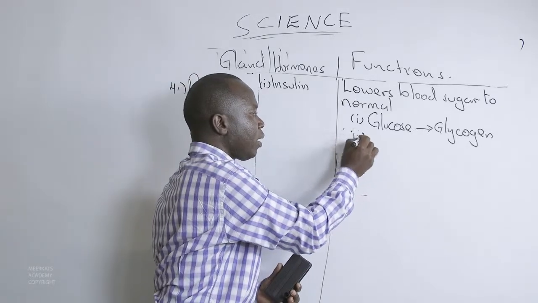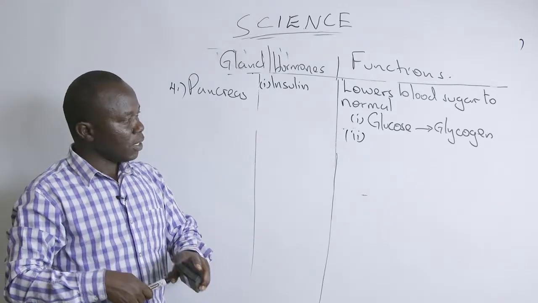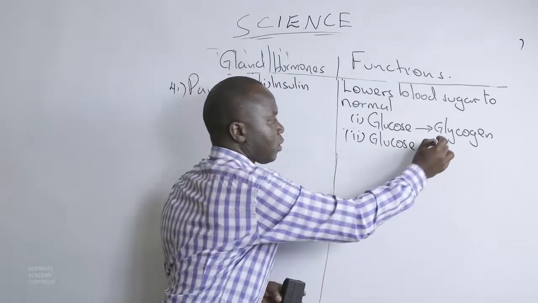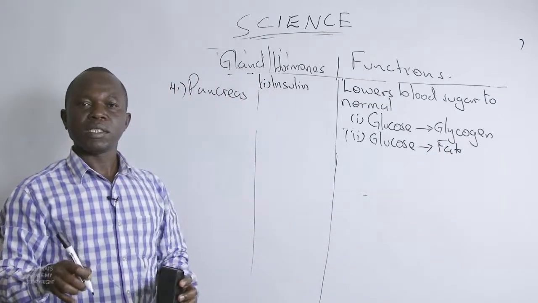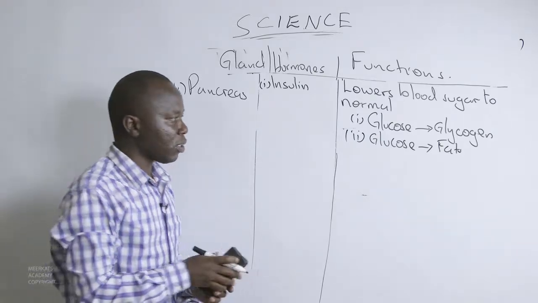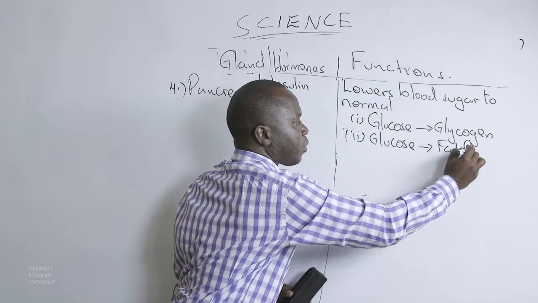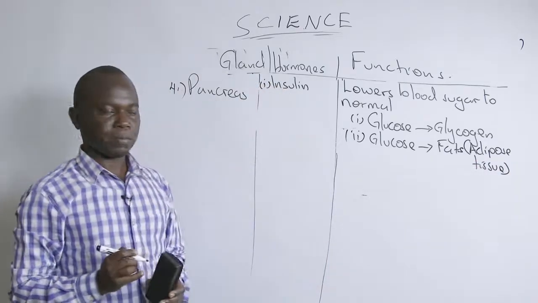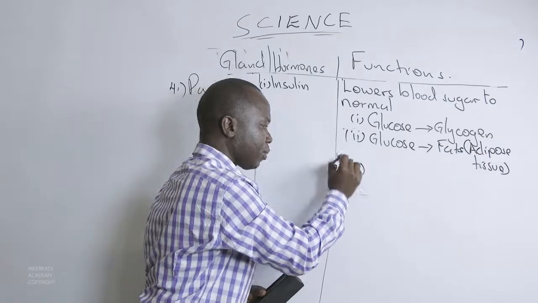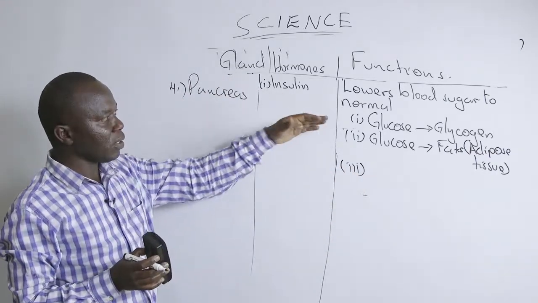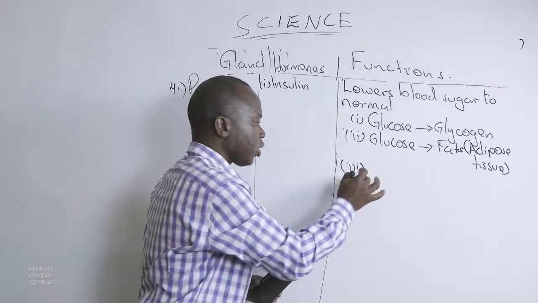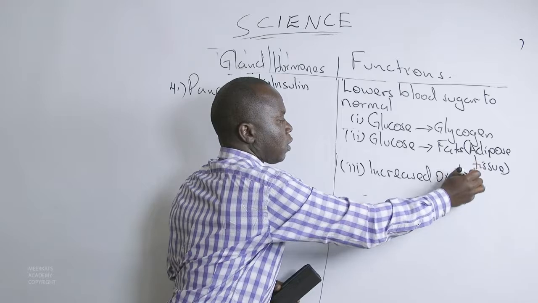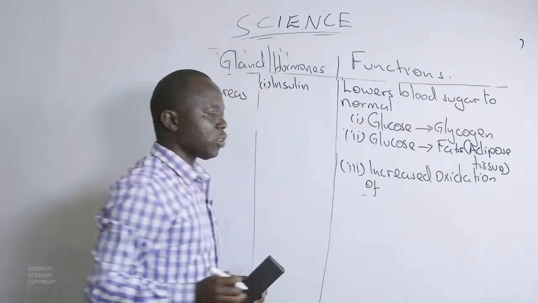And then another way to lower blood sugar to normal is by converting glucose into fats. So these fats will not just be circulating in the bloodstream, but they'll be stored in form of adipose tissue. And then you can also remember that we have mentioned that when blood sugar is too high, insulin will cause the liver cells to increase oxidation. Increased oxidation of glucose.